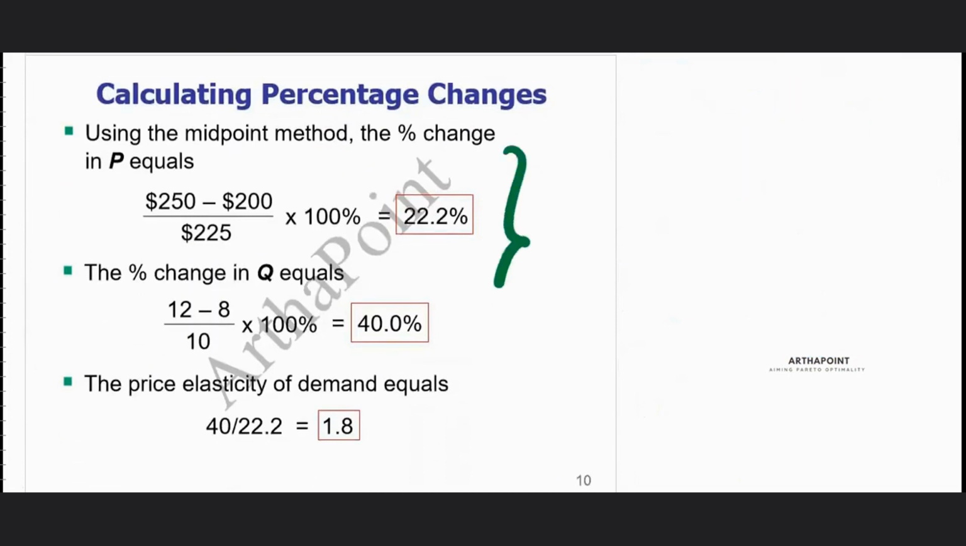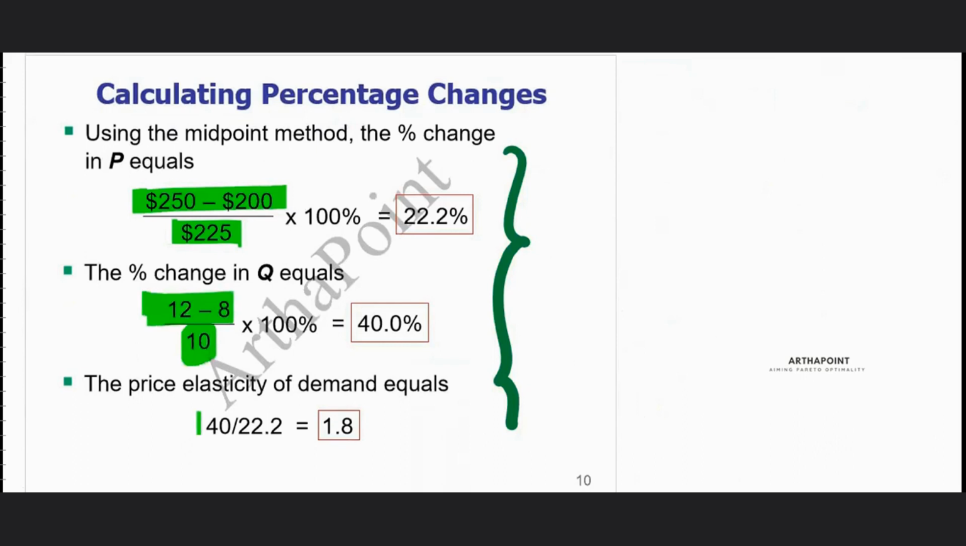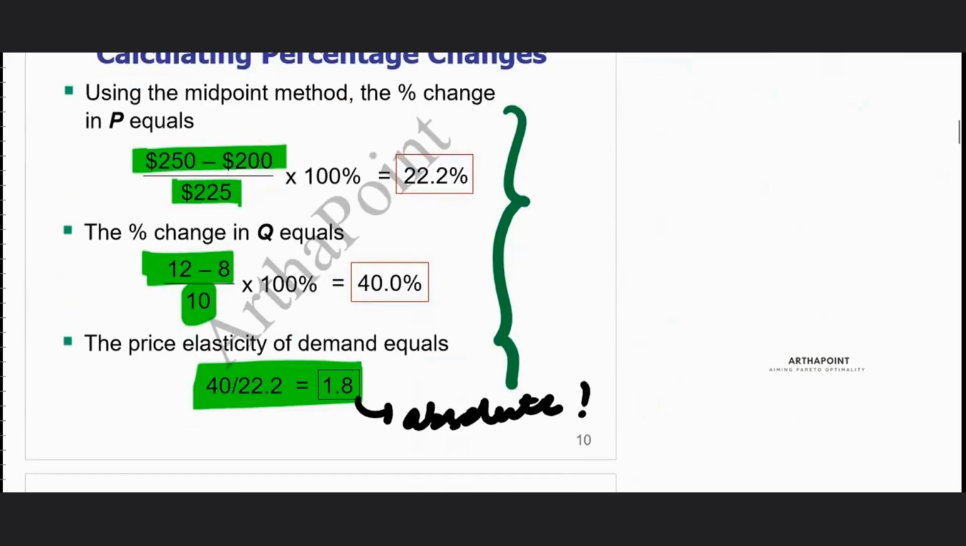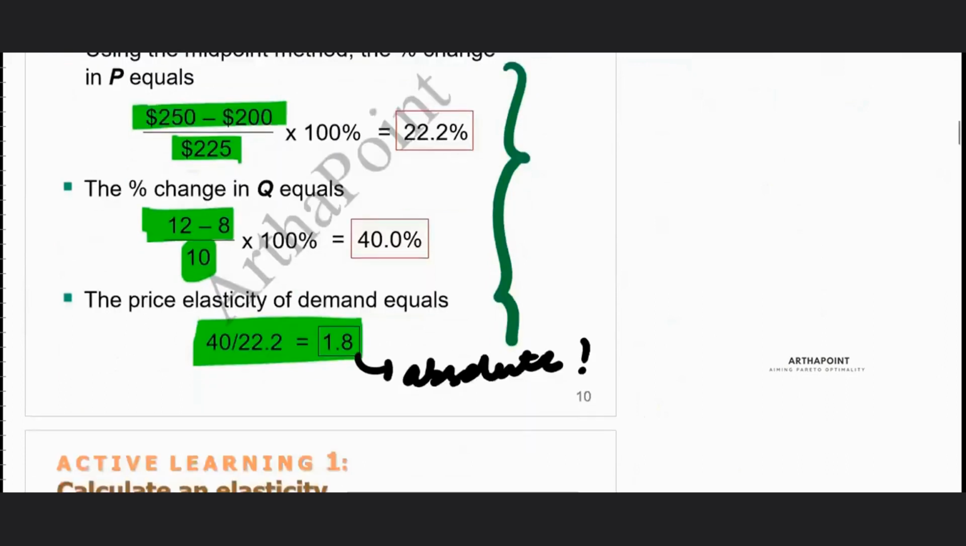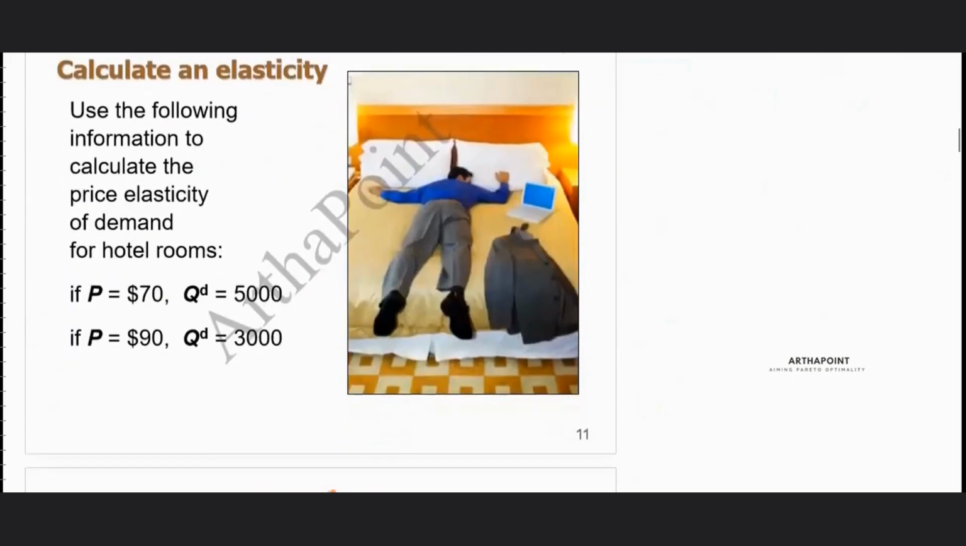So irrespective of whether you go from A to B or B to A, the base would be 225 here, the average of 250 and 200, and 10 here, the average of 12 and 8. So the answer would be 1.8 in this case. Of course, we are writing this in absolute values. Otherwise, it is minus 1.8. So this method helps us eliminate the problem of which point we begin from.